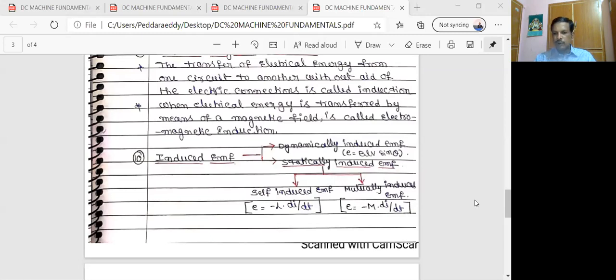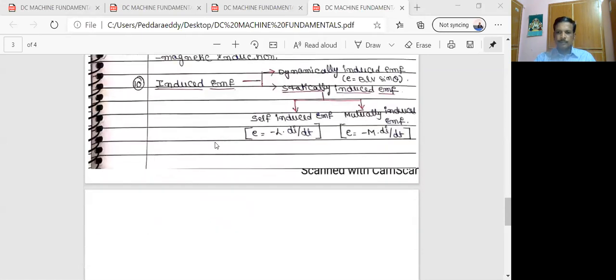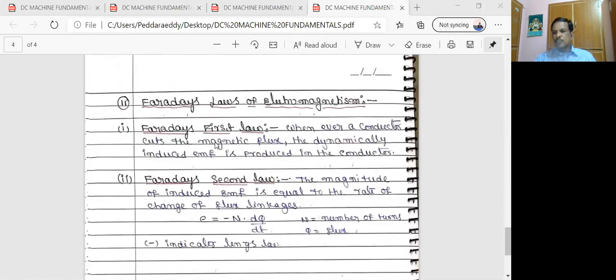So these two are the formulas for self-induced EMF and mutual induced EMF. Next, Faraday's laws of electromagnetic induction, or Faraday's laws of electromagnetism. These two are very important if you want to know the DC generator's principle. Faraday's first law: whenever a conductor cuts the magnetic flux, an EMF is induced in the conductor.